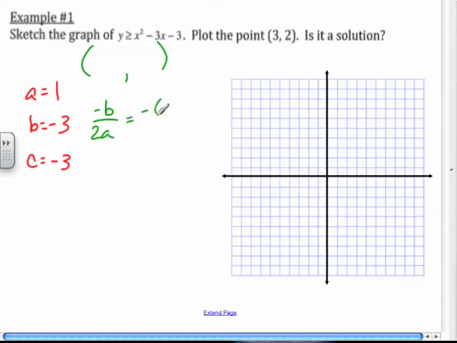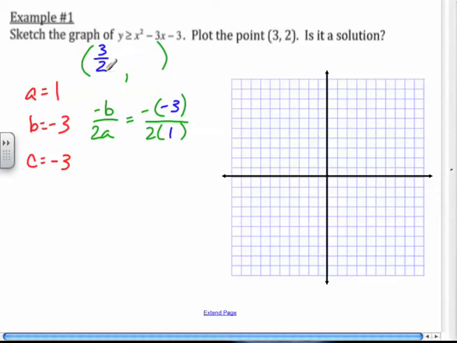Excellent. All right, so I'm going to put my placeholders here, and then I'll fill in. Okay, Winslow, what goes right here? Negative 3. Negative 3 goes right there. Good. And Kyle, what goes down here? 1. Very good. A is 1. All right, so for my x of the vertex, I'm going to get positive 3 over 2. Or, guys, I can say 1.5 if that helps you.